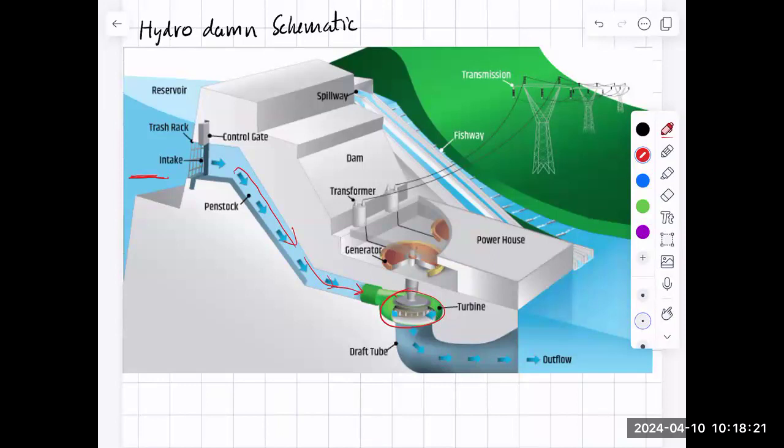Okay, and so here's your generator here, and it feeds the signal to some transformer. Transformer can be used to step the voltage up or down, and then that just gets distributed to the cities and homes and so on.